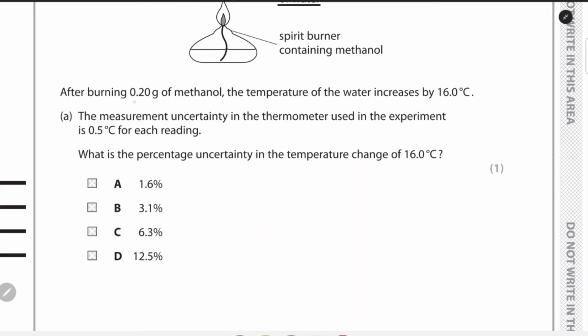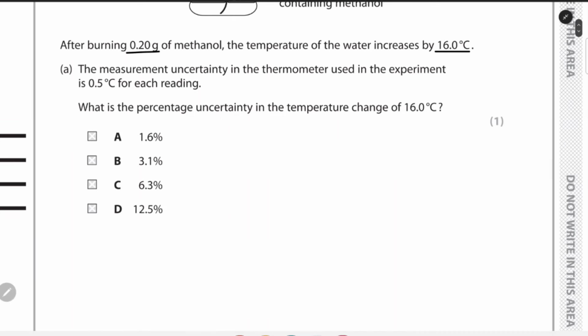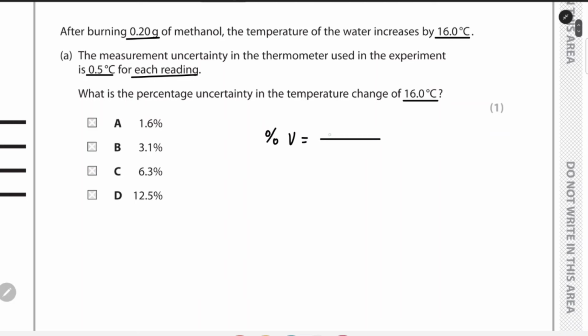We are told that after burning 0.2 grams of methanol, the temperature of the water increases by 16 degrees Celsius. For part A, we are given that the measurement uncertainty is 0.5 degrees Celsius for each reading. We have to find the percentage uncertainty when the temperature changes by 16 degrees Celsius. Here the percentage uncertainty will be the measurement uncertainty multiplied by 2. This 2 comes over here since we are measuring the temperature change.